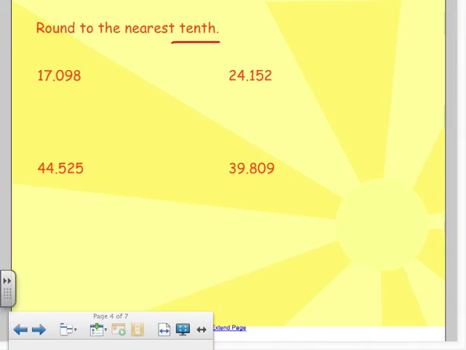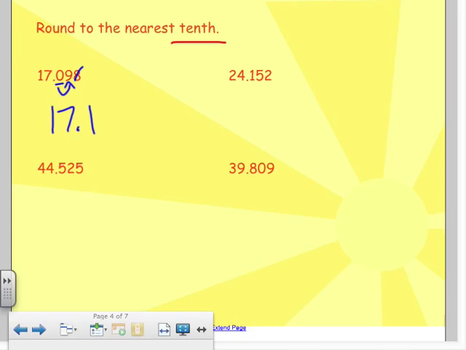So now we're rounding to the nearest tenth. Okay, so our tenths place in this problem is this 0. So again, you're looking at the number right after it, in this case the hundredths place. That thousandths place still does not matter. I can still ignore it, okay? So I'm looking at that hundredths place, it's a 9, definitely over 5, so it's going to round my number up. So instead of 17.0, I'm going to round it to 17.1.